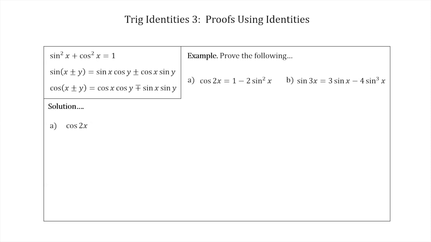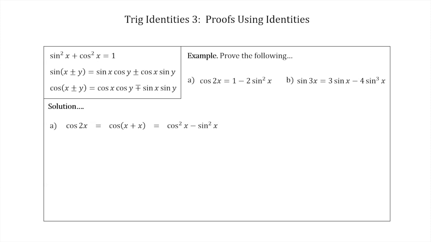So let's start with A, cos 2x. Well, if we're going to use any of these identities, it looks like we should use the third one since it involves cos. And we can use it if we write cos 2x as cos of x plus x. So we use the third identity here to rewrite this, but we don't have x and y, we have x and x, so we just change all those y's to x's. And we end up with cos x times cos x, which is cos squared x, minus, since it's a plus in the cos, it's a minus, sine x times sine x, which is sine squared x. So we have cos squared x minus sine squared x.